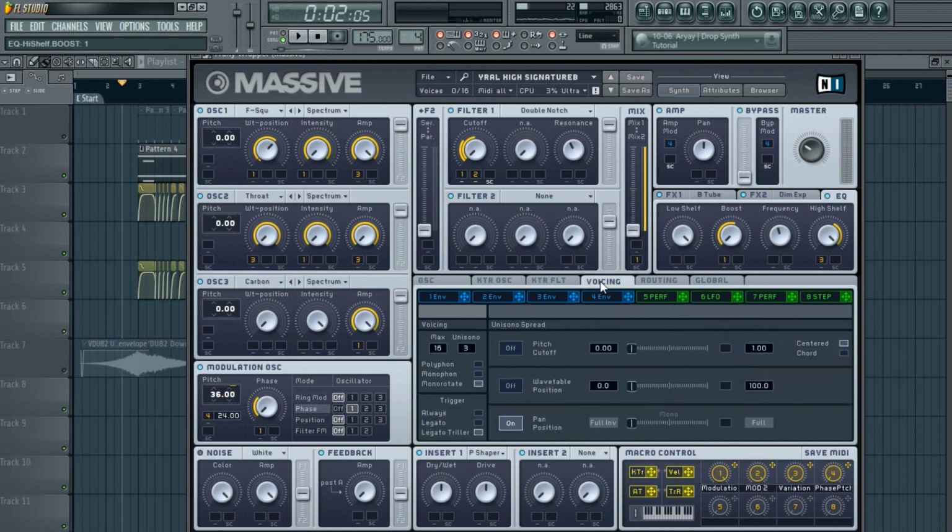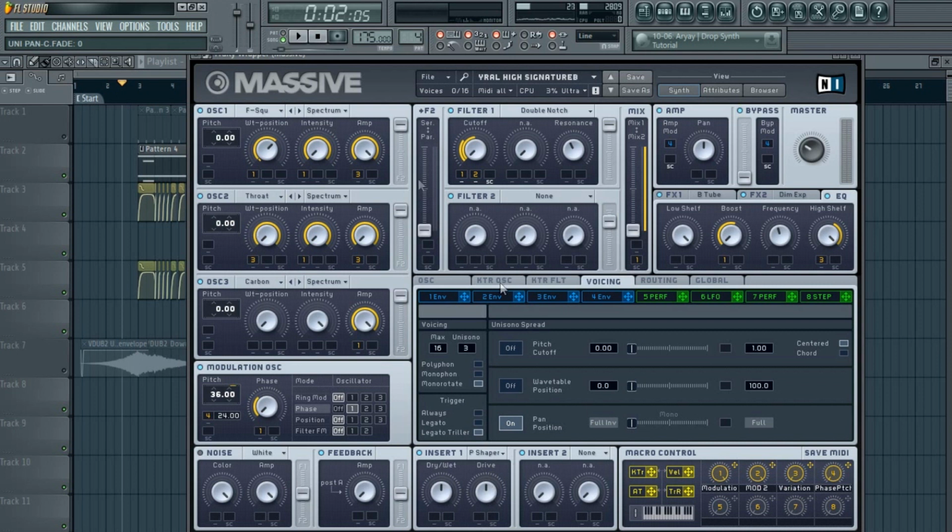And on the voicing tab we need to have 3 unison voices on, and also the pan position should be on, and this slider should be all the way towards the left hand side so that we have a wide and a huge sound. Now for the insert one we need to have the parabolic shaper, and the drive width level is 50%, and the drive is also at 50%.